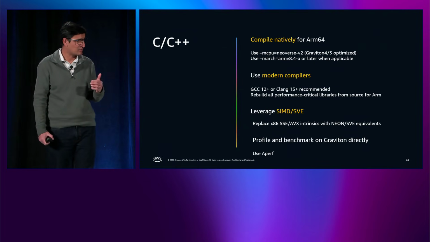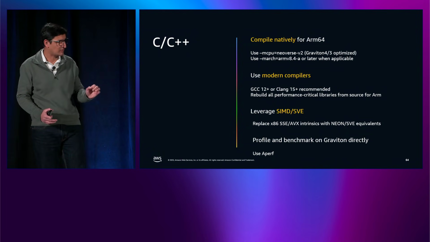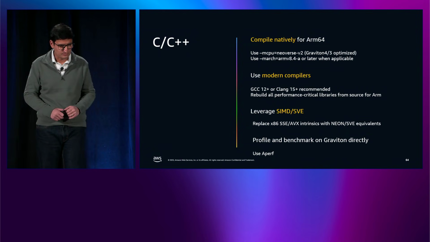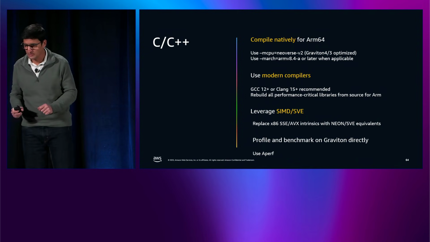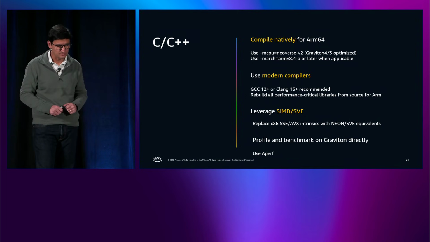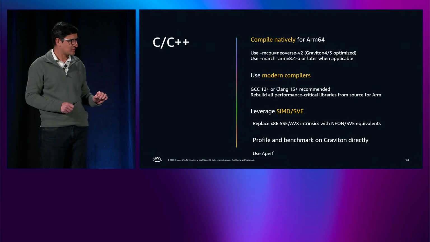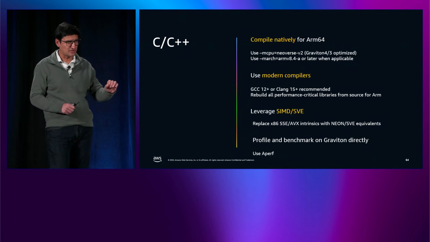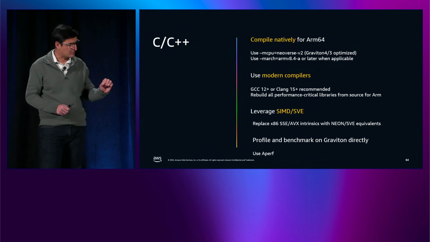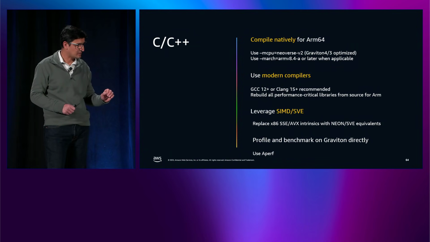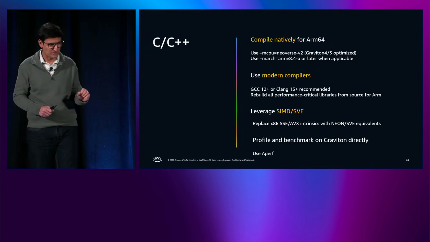C++ and C perform really well on Graviton, as long as you compile natively for ARM64. And also make sure to use ARM-specific flags that I've called out here on the slide. Rebuilding native libraries, avoiding x86-specific code, and leveraging vectorization like SVE will greatly help you in running these kinds of applications on Graviton.